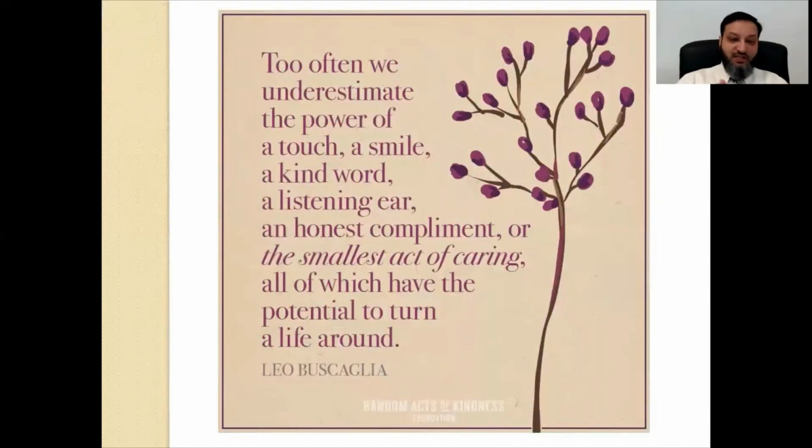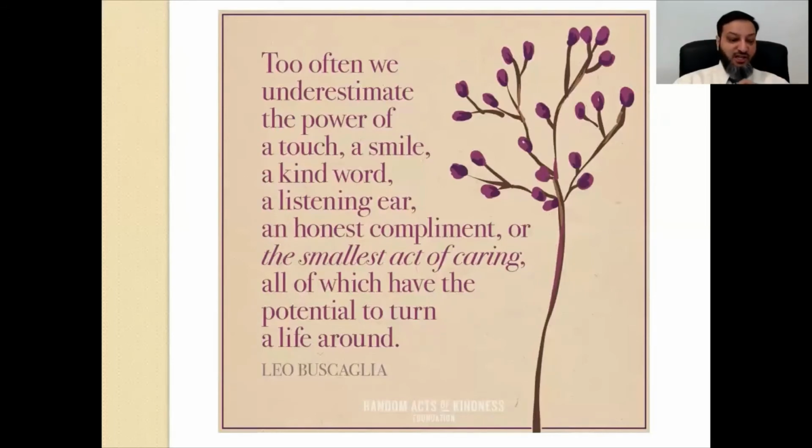Okay, so as we get to the end here, this is a quote that I think is very important. It says, "Too often we underestimate the power of a touch, a smile, a kind word, a listening ear, an honest compliment, or the smallest act of caring, all of which have the potential to turn a life around." And this, again, is a summary of emotional intelligence.